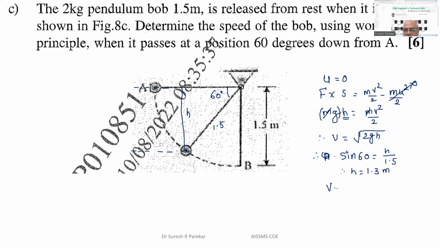And from this we can find v equal to under root of 2 into 9.81 into 1.3. So 2 into 1.3 into 9.81, root of this, and we will get the value 5.05 meter per second. This is the work energy principle. So the velocity when it passes 60 degrees is 5.05 meter per second.